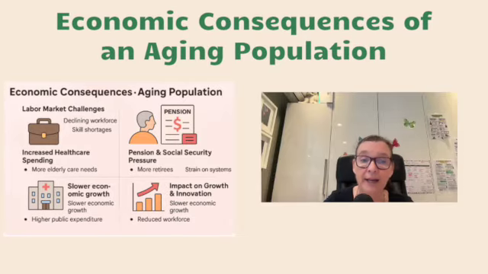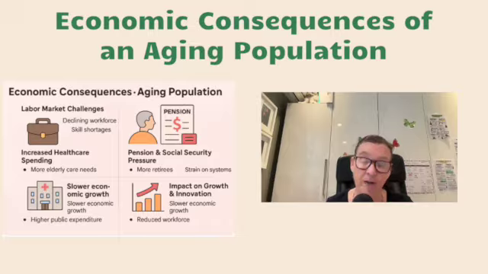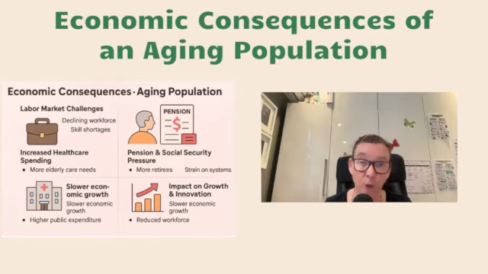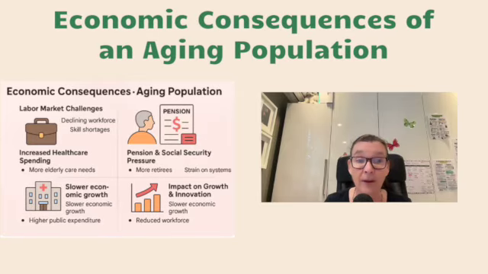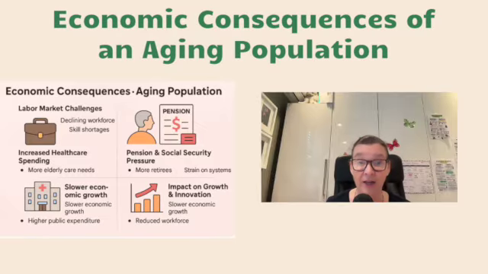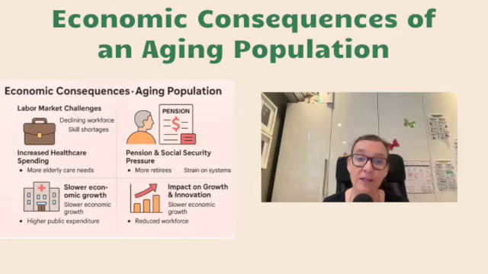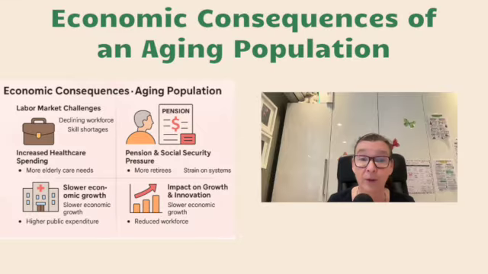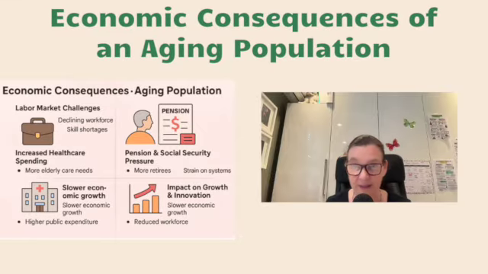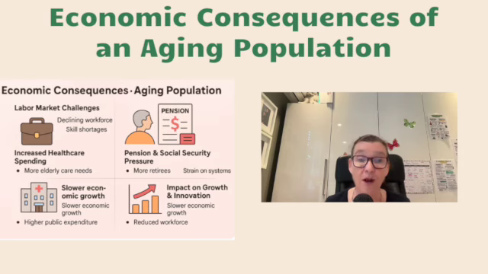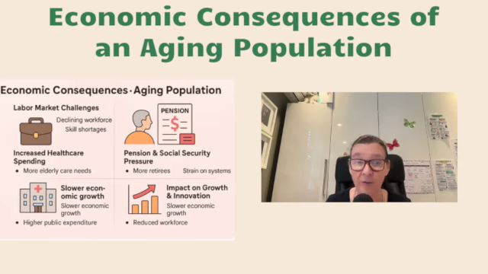Next, there's a growing pension and social security pressure. With more retirees and fewer workers paying into the system, pension programs become financially strained. So governments may need to consider policy reforms to keep these systems sustainable, such as adjusting the benefit levels, changing contribution rates, or restructuring retirement plans.